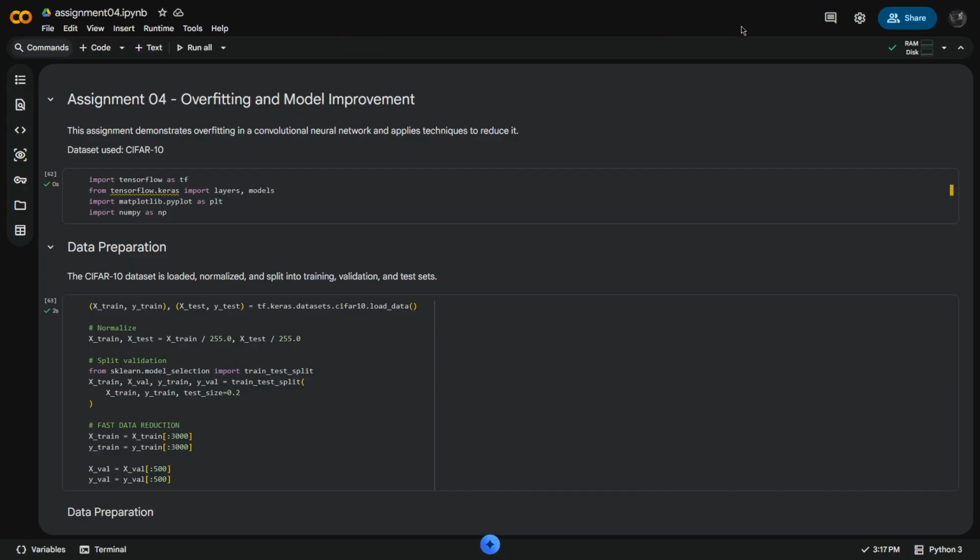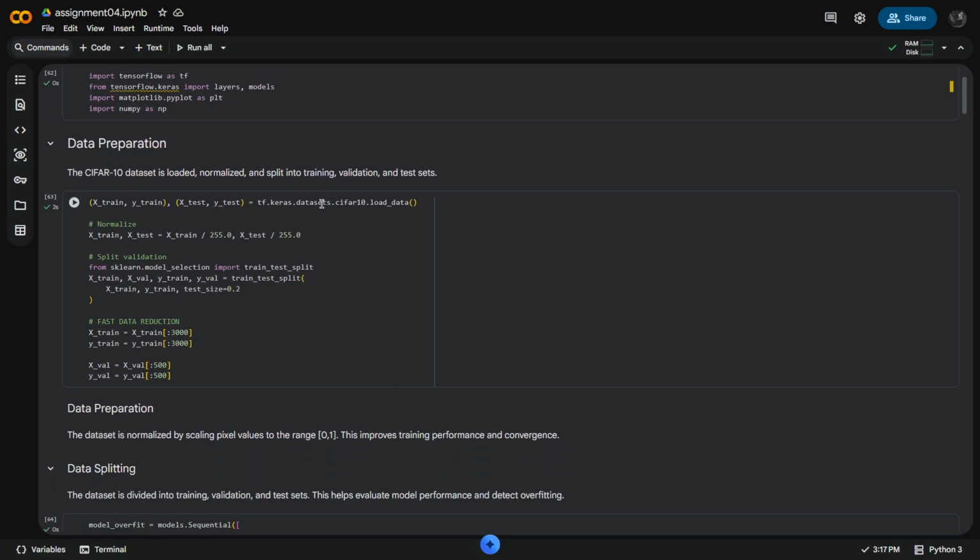In this assignment, I worked on image classification using the CIFAR-10 dataset. The goal was to analyze overfitting and apply different techniques to reduce it. CIFAR-10 contains 60,000 images across 10 classes. I used this dataset to train a convolutional neural network.